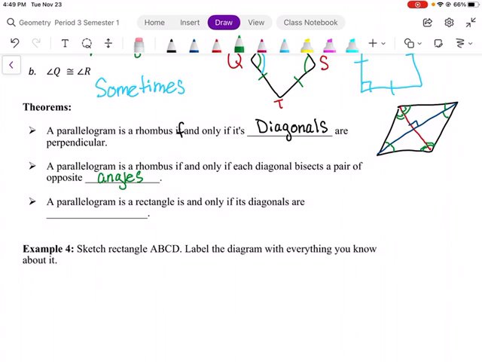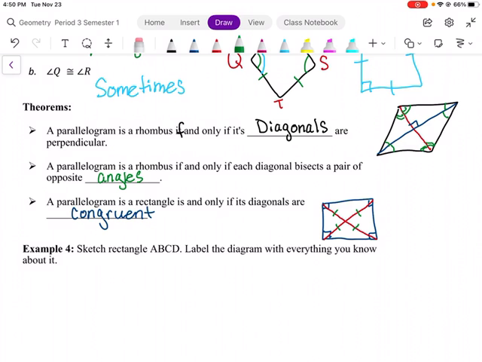So then the next one is about rectangles, and a parallelogram is a rectangle if and only if its diagonals are congruent. So because we know in a parallelogram that diagonals bisect each other, if these segments are congruent, the two red ones, we know each section is congruent to the other. So when you draw both diagonals in a rectangle, you form four congruent segments.